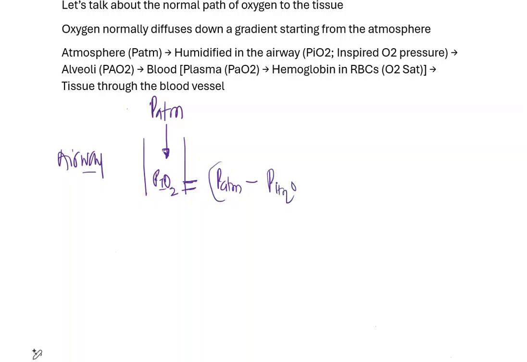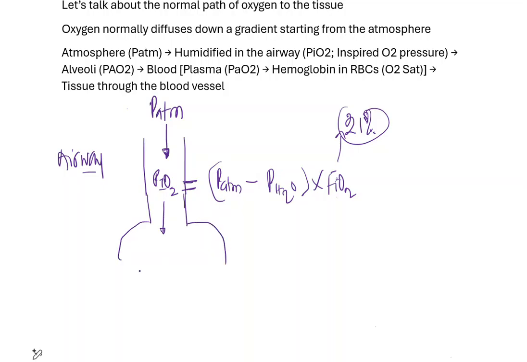And then you're going to multiply this by what? By your FiO₂, which is the fraction of oxygen in the inspired gas. And as we know, this is usually 21%. So if you're on room air, this is going to be 21% normally. And then from there, this PiO₂ is going to drive the oxygen into the alveolar.